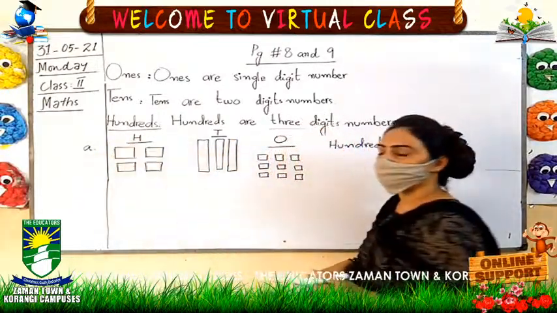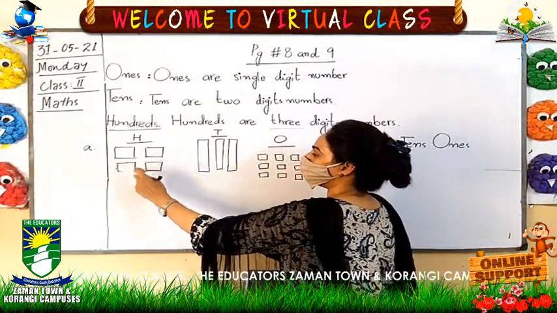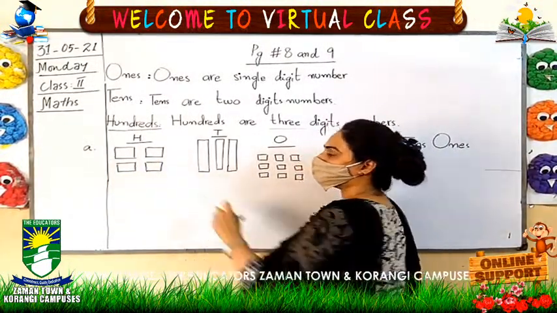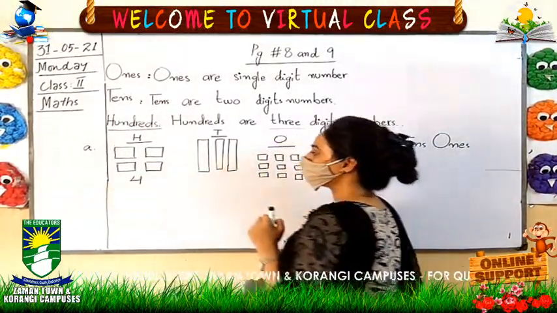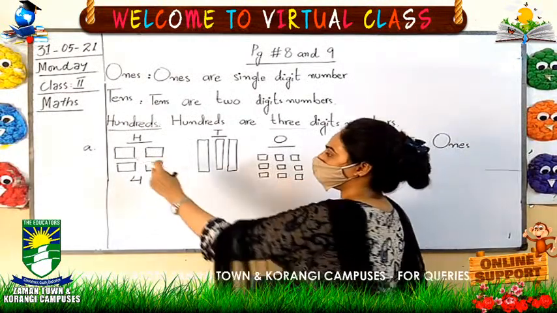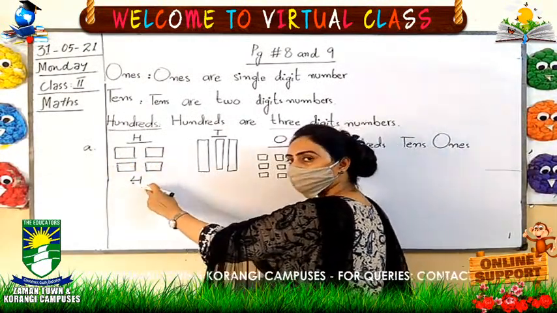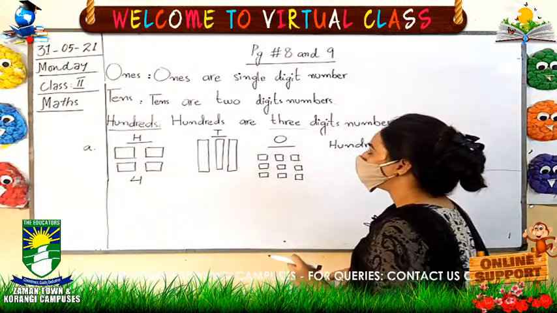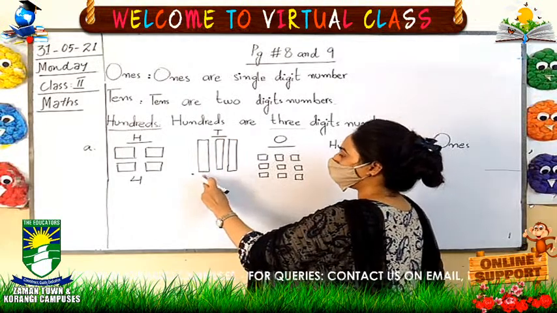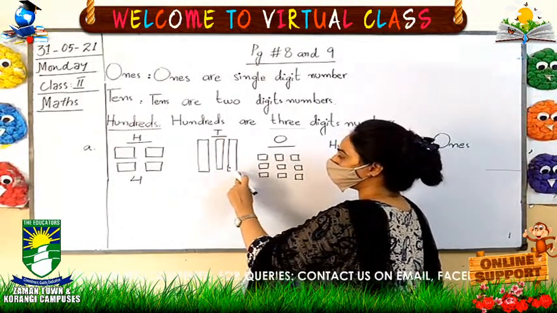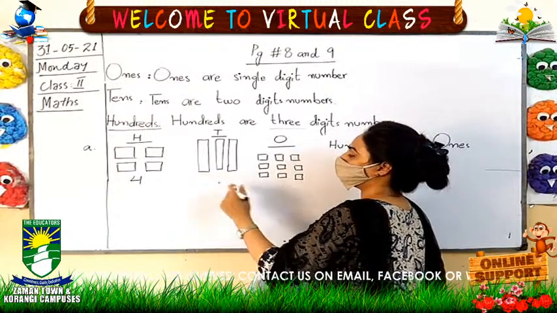Now, count the blocks with me. 1, 2, 3, 4. There are 4 boxes right here. This is the value of 100. Now come to the tens. This is tens. Count the boxes. 1, 2, 3. Write 3 here.